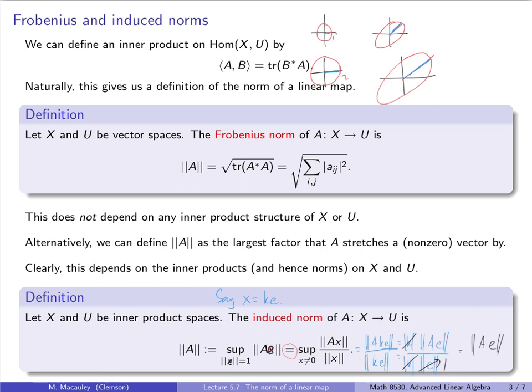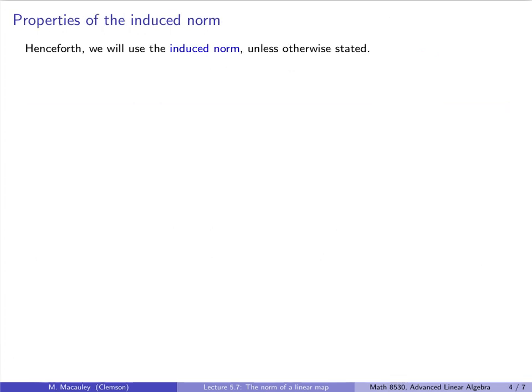One last thing I should say is that I didn't mention here that these are different norms. This one lives in U and this one lives in big X. But we usually don't have to write that because it's clear from the context. It's worth mentioning, though, that the norms are different. So we can change one of these norms, in other words, change the inner product structure on one or on both of these, and that will change this definition of the induced norm. Henceforth, we will use the induced norm unless otherwise stated.